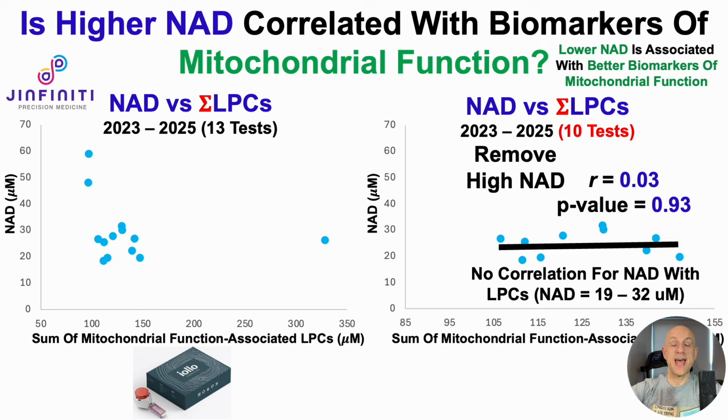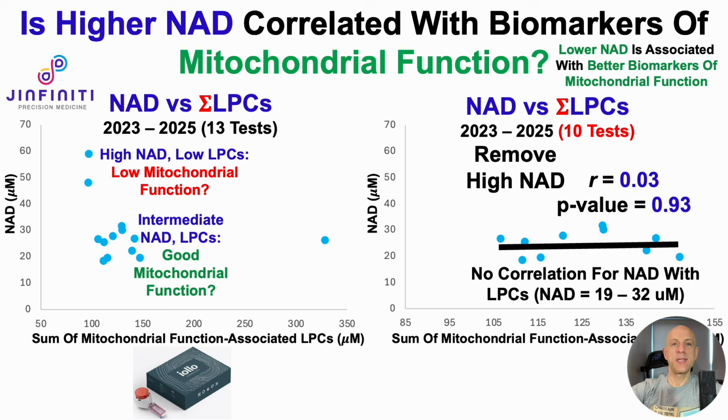So to address that question of, is higher NAD correlated with biomarkers of mitochondrial function, at least for me, through 13 tests, there are three possibilities. First, high NAD, in my case, seems to be correlated with lower levels of LPCs, which suggests worse mitochondrial function at my highest levels of NAD.